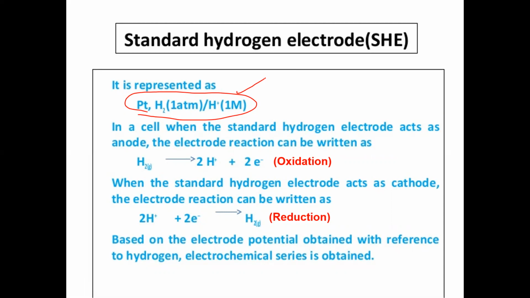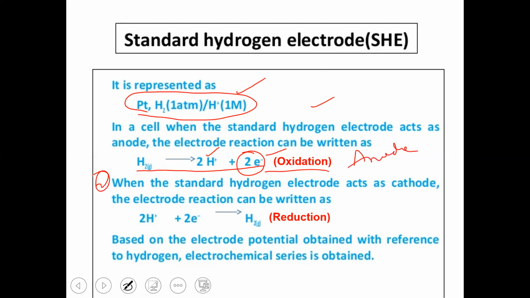If the standard hydrogen electrode acts as an anode, what type of reaction takes place at the anode? We know that oxidation reactions take place at the anode. Then what is the cell reaction? If it acts as an anode, hydrogen gives rise to 2H plus plus 2 electrons. Losing electrons is generally known as oxidation. So hydrogen loses 2 electrons and forms H plus protons plus 2 electrons. This is known as oxidation when it acts as an anode.